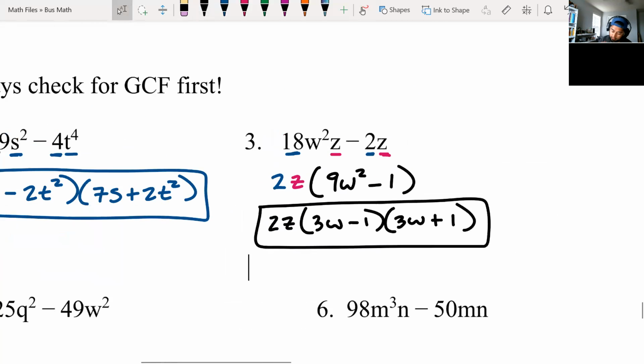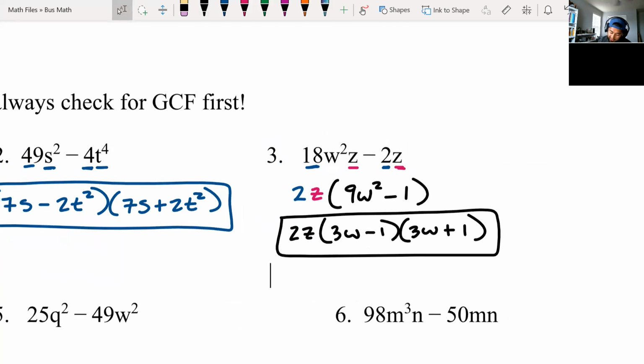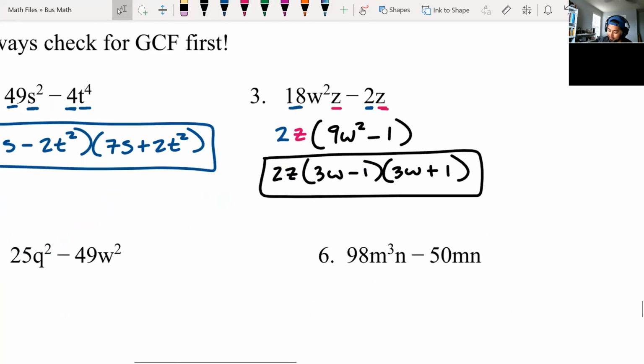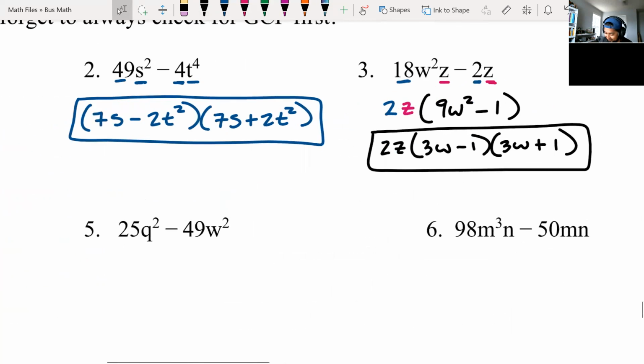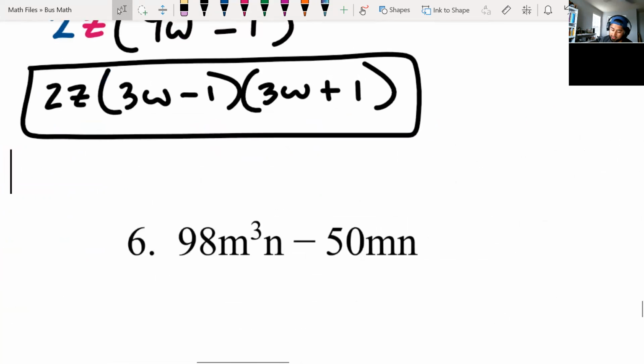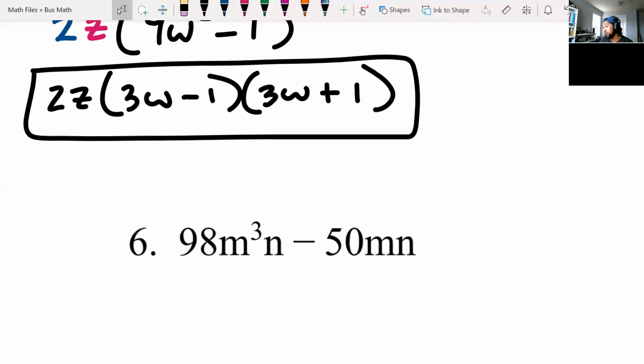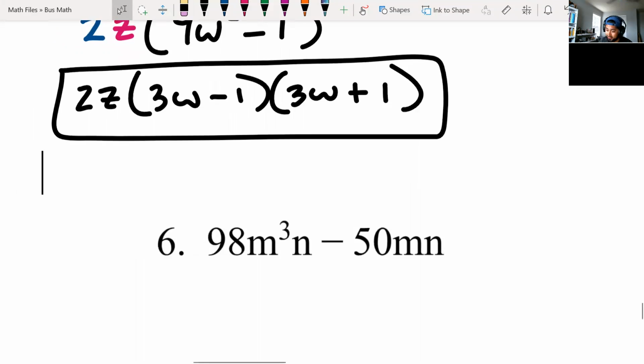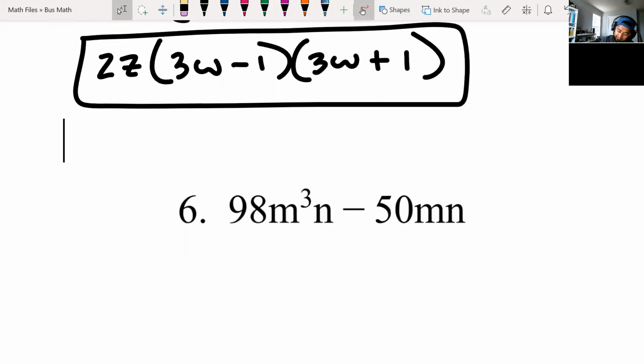Can you do more difficult ones like that? Yeah, number 6 looks ugly. Let's do that one first. 98 and 50. Are those perfect squares? No. So let's look at 98 and 50. What's the biggest number you think we could factor from those?